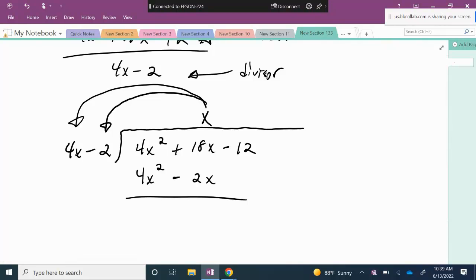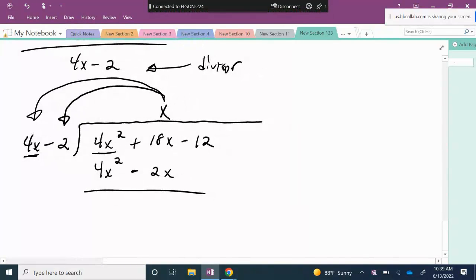Just to review this, I concentrated on my first terms, 4x and 4x squared. I had to figure out 4x times what would give us 4x squared. We figured that 4x times x is 4x squared.